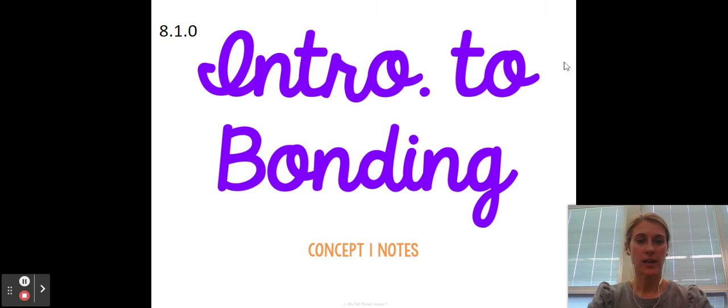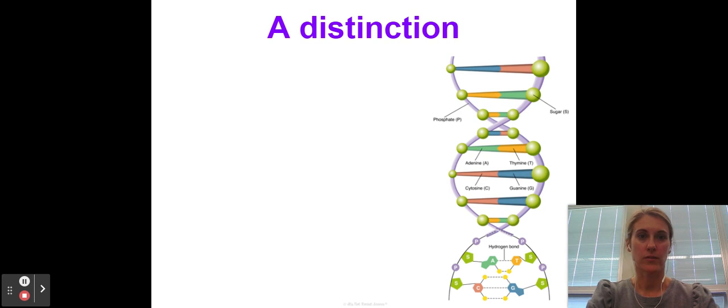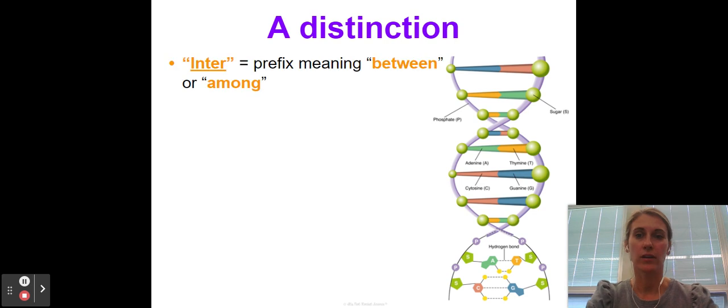All right, in this first section of notes, we're going to look at a little introduction to bonding, covalent versus ionic, a lot of its definitions and some of the stuff we've seen before, a little overlap from the electrons unit and some other things from other parts of units. So to distinguish between intermolecular and intramolecular, inter means between or among.